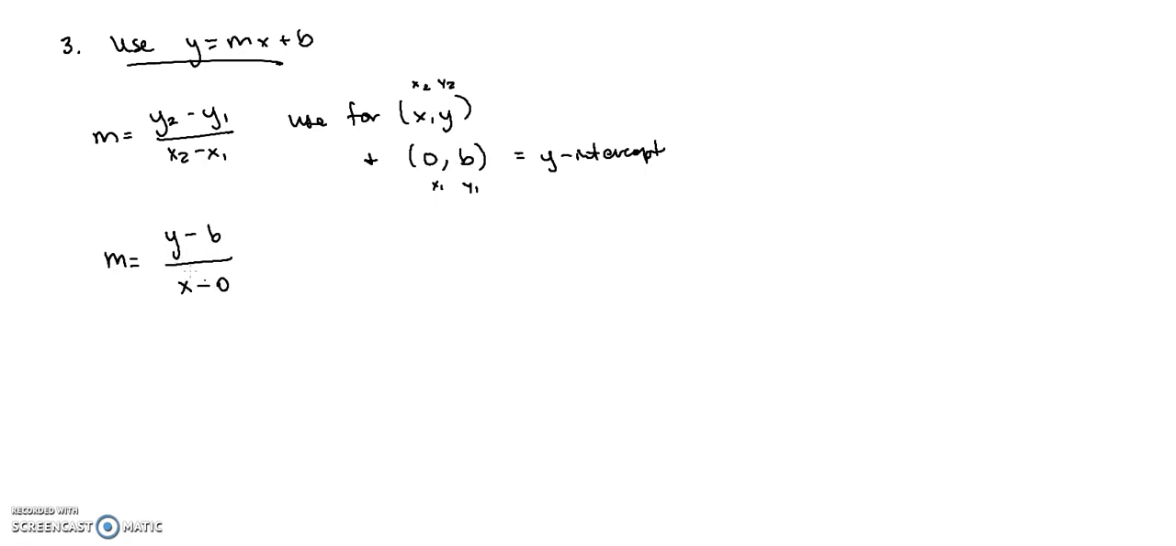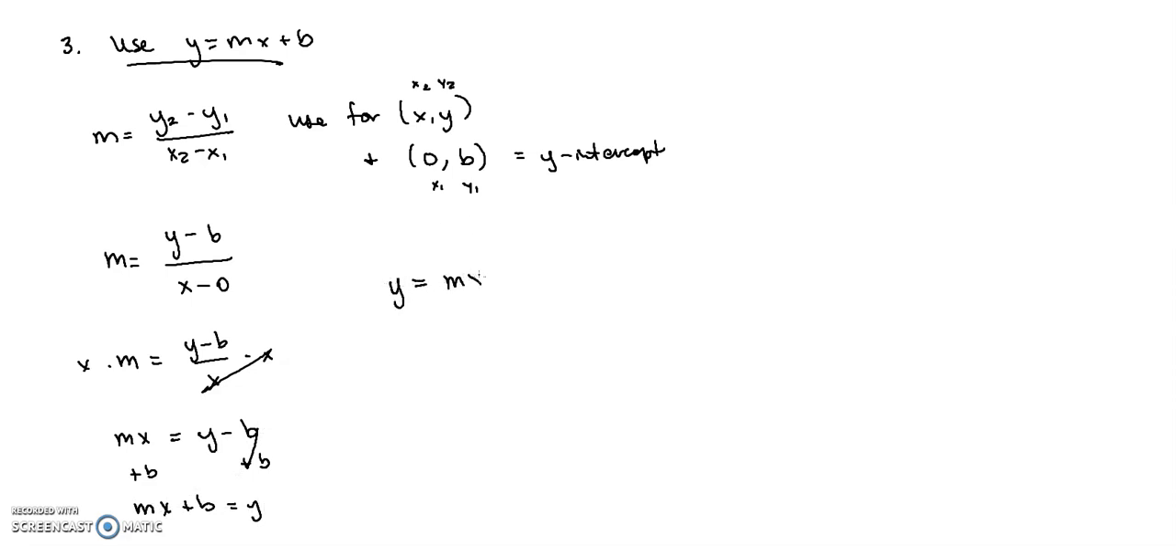Okay, so I get this. X minus 0 is just x. So my equation is now the same as this. And remember, you clear a fraction by multiplying by the denominator. So mx equals y minus b. And now I can get y by itself if I add b to the other side. And I get mx plus b equals y. Or in other words, usually we write it as y equals mx plus b.